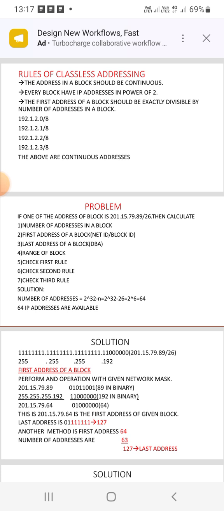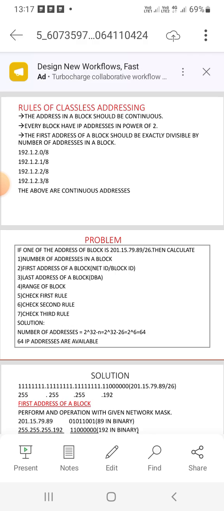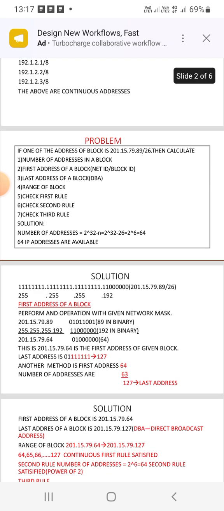Solution: how to find the number of addresses? It is 2 power 32 minus n. Total addresses are 2 power 32. So 2 power 32 minus 26 is 2 power 6, which equals 64. So 64 IP addresses are available.